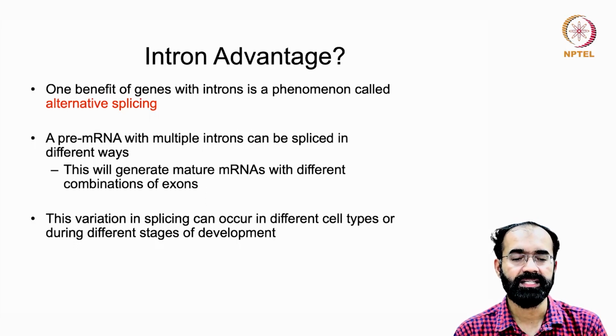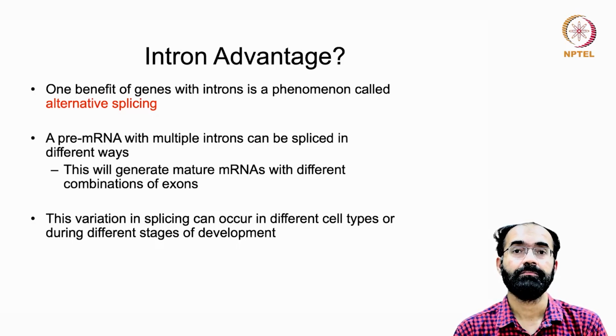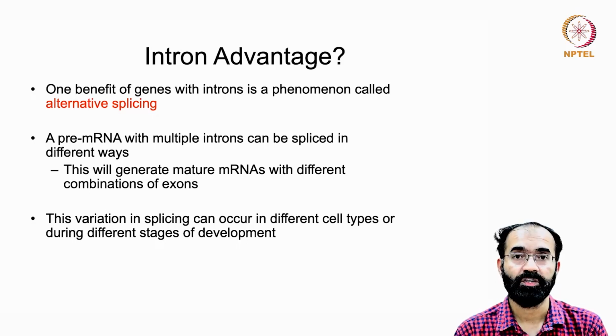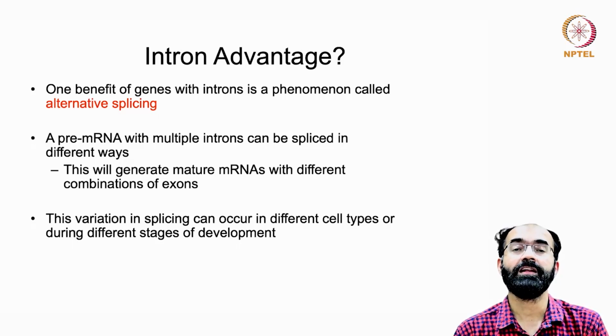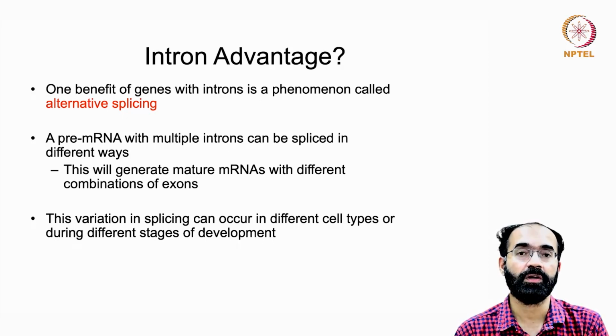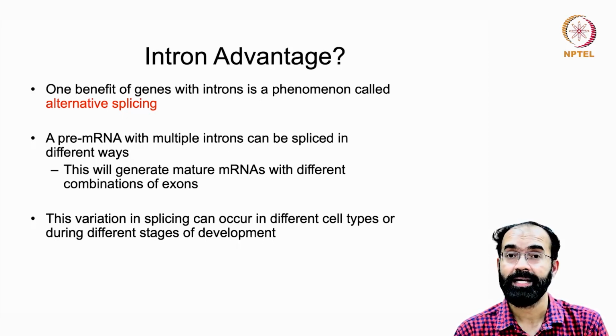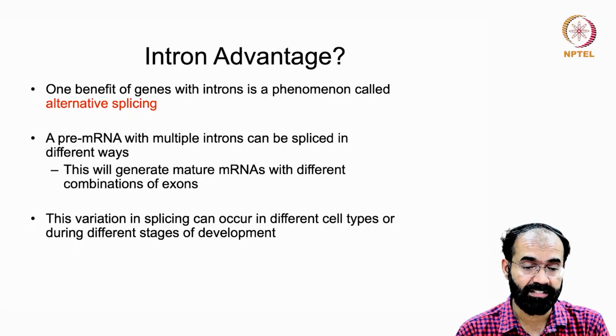So one benefit of genes with introns is a phenomenon called alternative splicing. If you don't have introns, you don't have variety. It is just like if you have lots of money, you can spend nicely, but all you have is 10 rupees. So you are limited. Maximum you can have is 1 tea. You cannot think of going for a tour, vacation, etc. So introns give this luxury of introducing diversity.